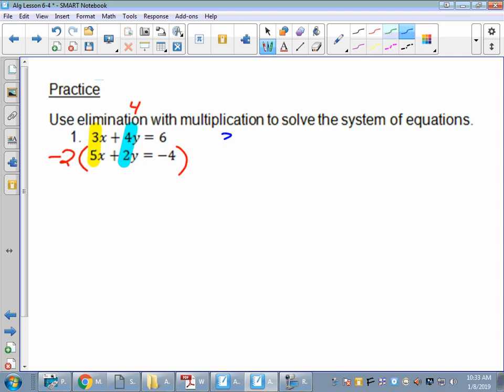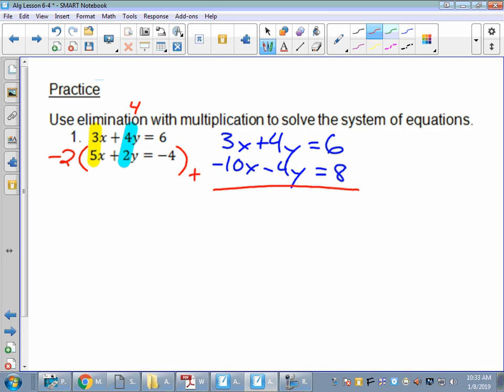The first one, nothing changes, so it's going to be 3x plus 4y equals 6. And now the second equation, I'm going to actually multiply. -2 times 5x gives me a -10x. -2 times 2y gives me a -4y. You can see kind of now we have what we want. And then -2 times -4 will give us a +8. So now I have everything set up for me to eliminate by using addition. So if I add these two up, 3x and -10x is going to make a -7x. You can see my y's are going to eliminate, so they're gone. I can bring my equal sign down, and then I can add 6 plus 8 is 14.